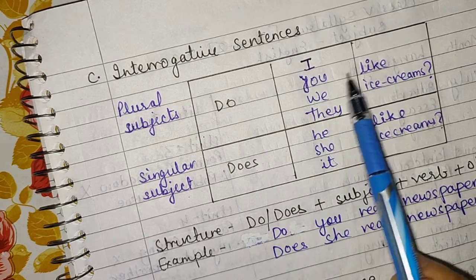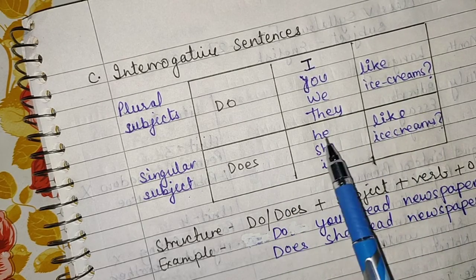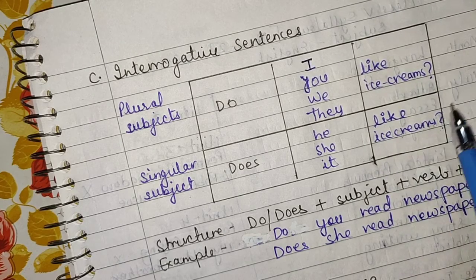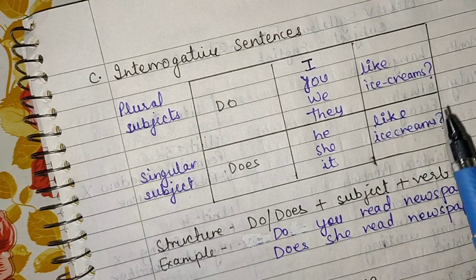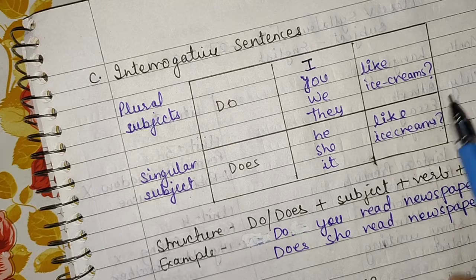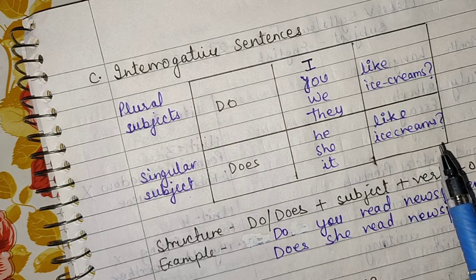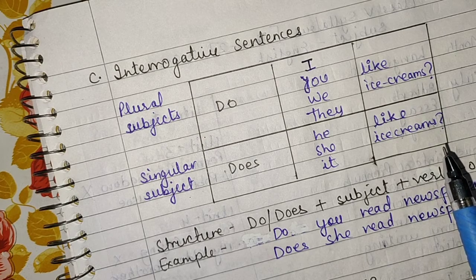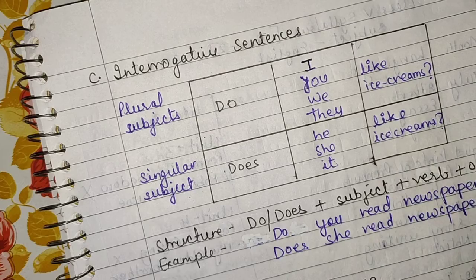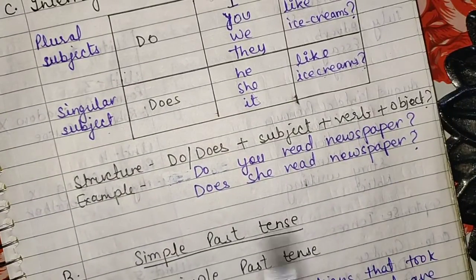Do I like ice creams? Does he like ice creams? And then a question mark. Question marks are a very important part of your interrogative sentences, and full stops are a very important part of your simple sentences that you make affirmative or negative. Okay. Now let's see the structure.